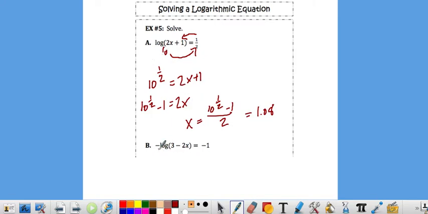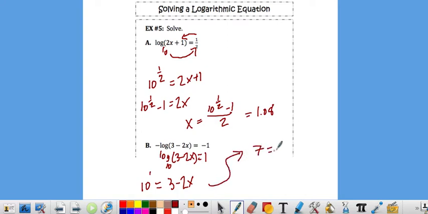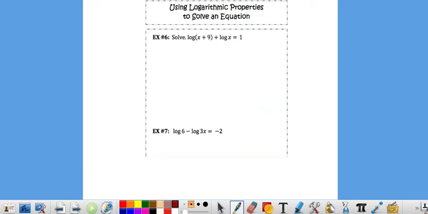Let's do this one. We have a negative out in front, so we can divide by -1 on both sides. So you get log of 3 minus 2x is equal to +1. Rewrite in exponential form, so this is 10 to the first power equals 3 minus 2x. So subtracting 3, I'm kind of running out of room, sorry. We get 7 equals -2x. So x is equal to 7 over -2, or like -3.5. Either way you want to do that. Same idea, you just rewrite it in exponential form instead of logarithmic form.